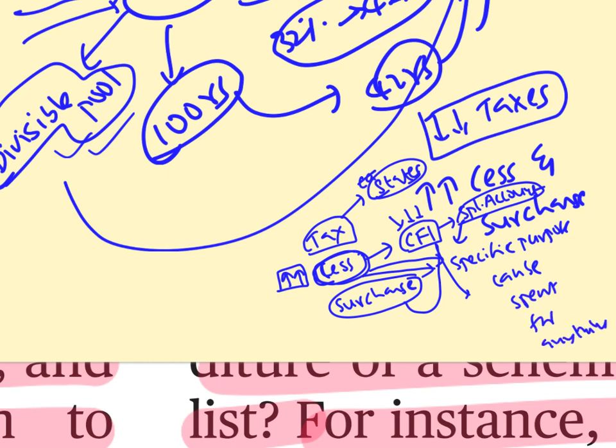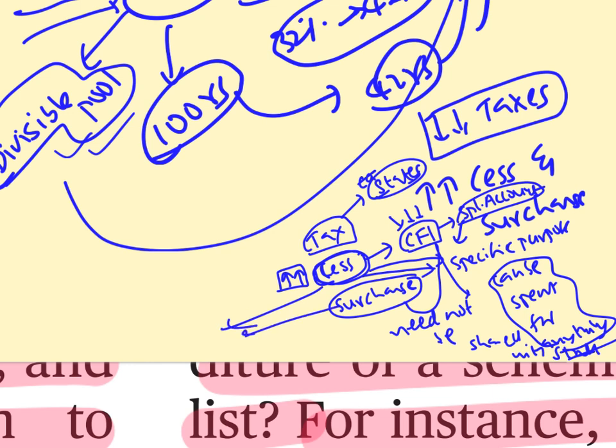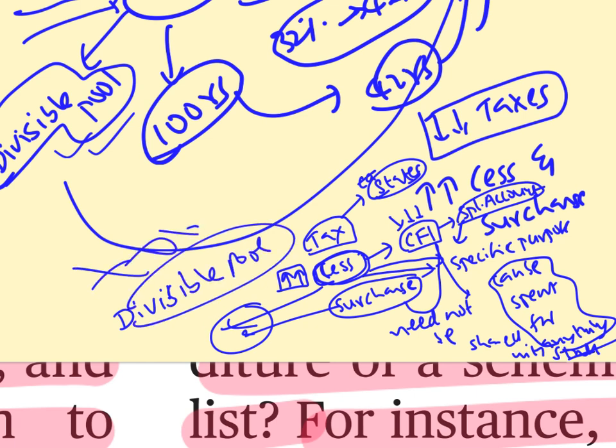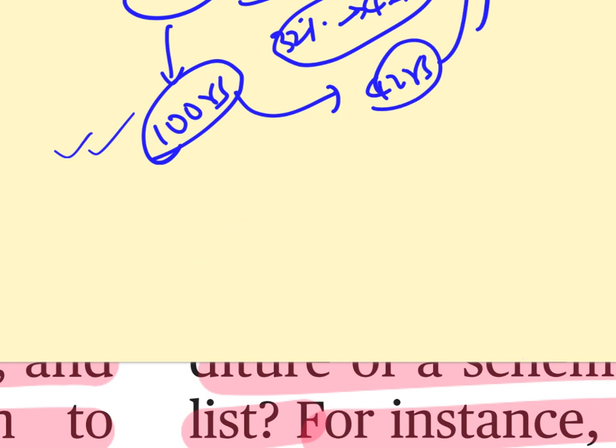So wherever center wants to spend, they can spend. It need not be shared with states. Which means cess and surcharge, the money from this will not get into the divisible pool. It will not go to the divisible pool. Are you getting this? So this is the trick that center started playing, because of which states are suffering today.